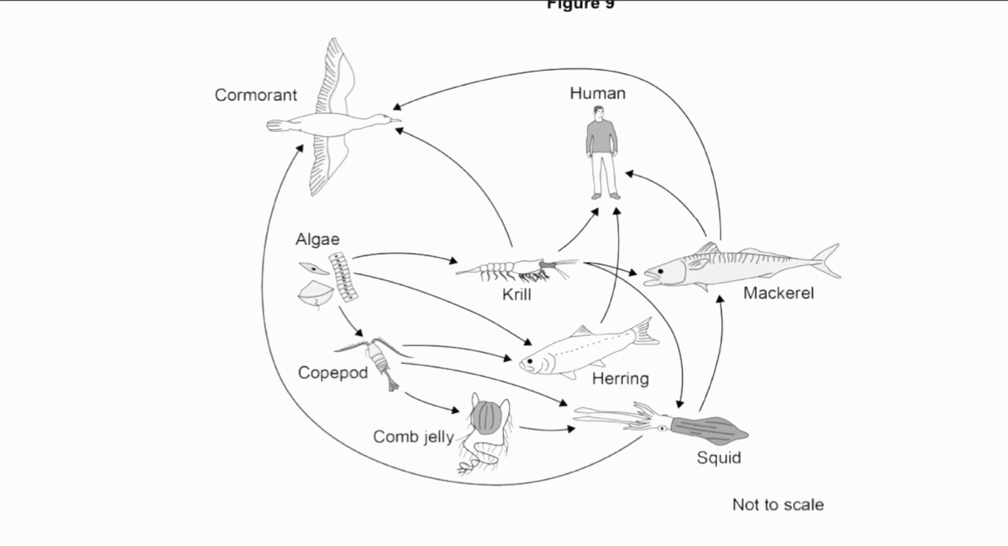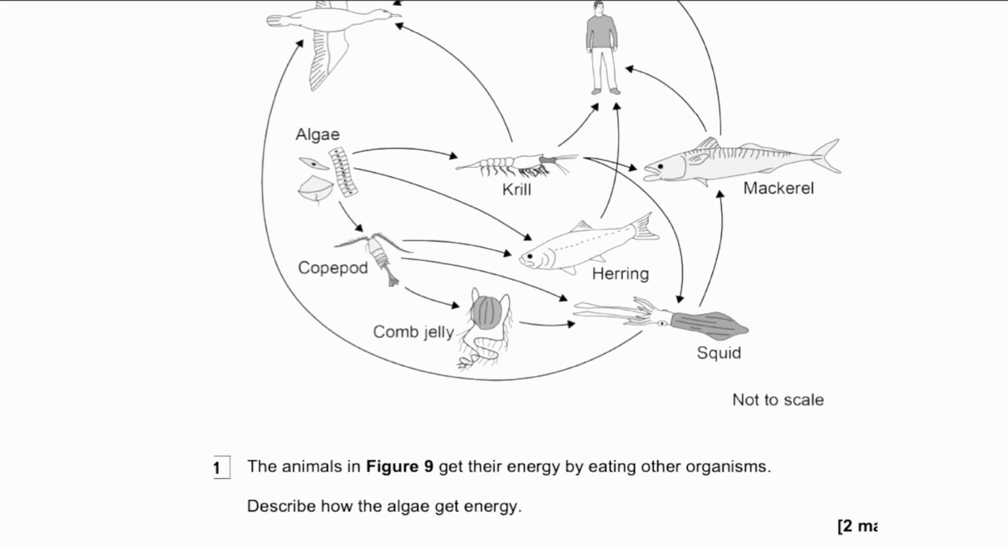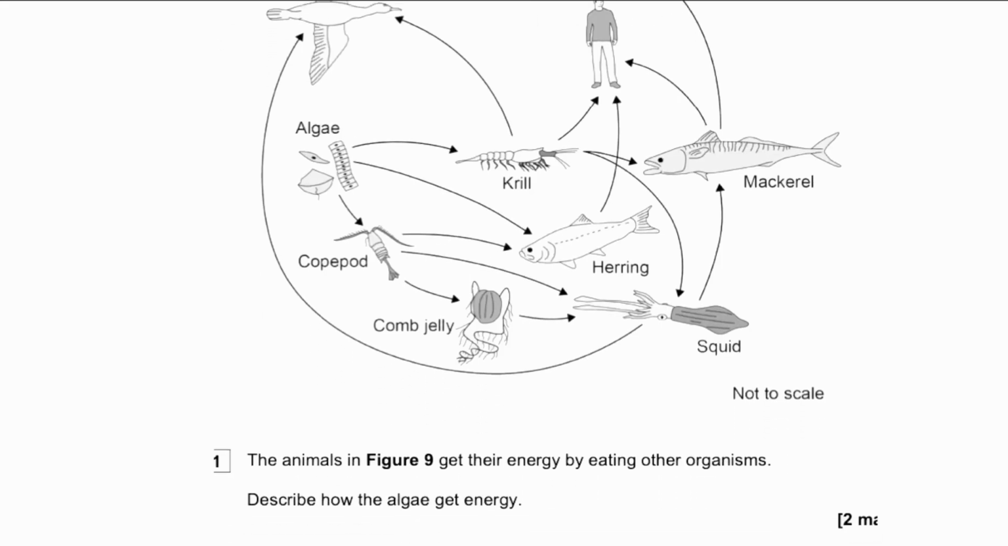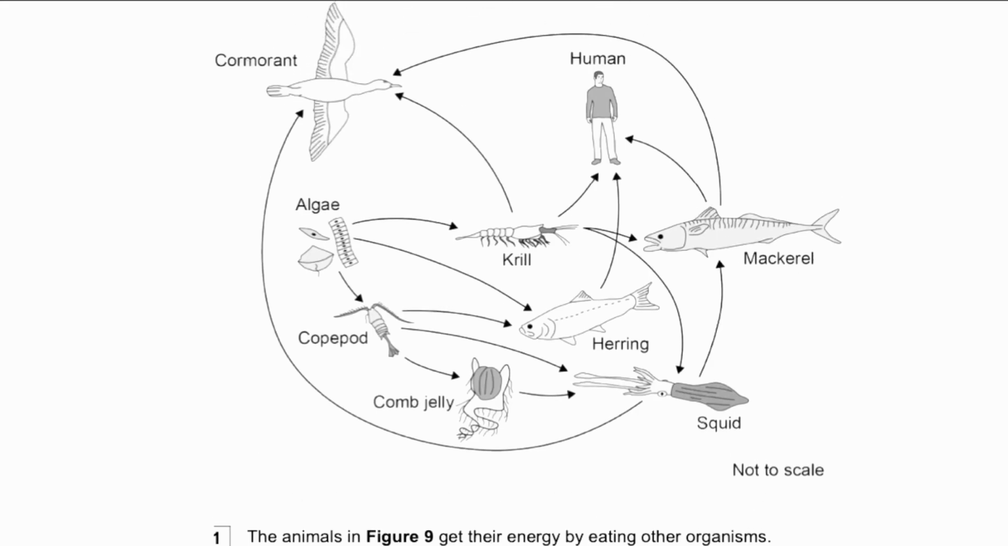You can see that it's kind of interconnected. Okay, so there's a food web for you guys. The animals in figure 9 get their energy by eating other organisms. Describe how algae get energy. So over here we've got some algae, which I will circle.